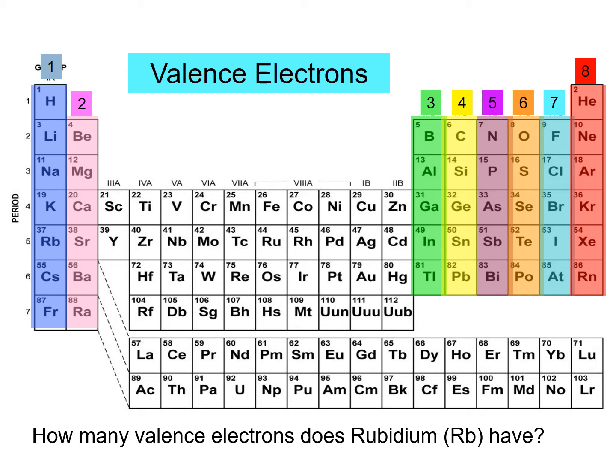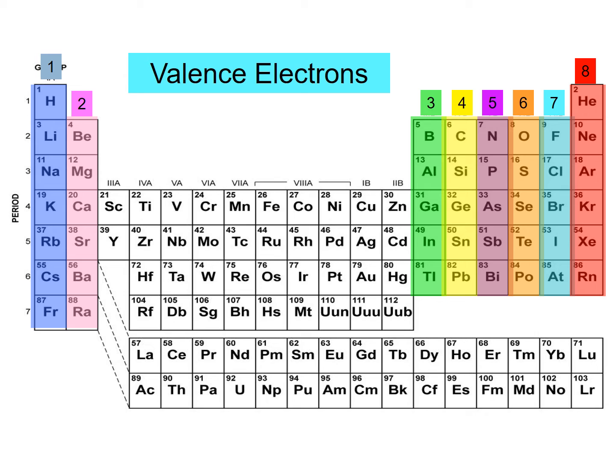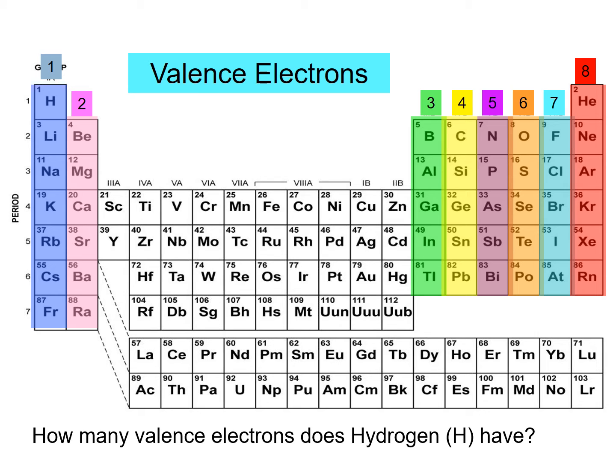Alright, rubidium. Think about what group it's in and how many valence electrons it has. It has 1. Arsenic. You have to find arsenic, As. That's the nitrogen group, number 33. It has 5. Hydrogen. First group, 1 valence electron. That's why it's so reactive. Astatine, At. It's in the halogen group, so it has 7.